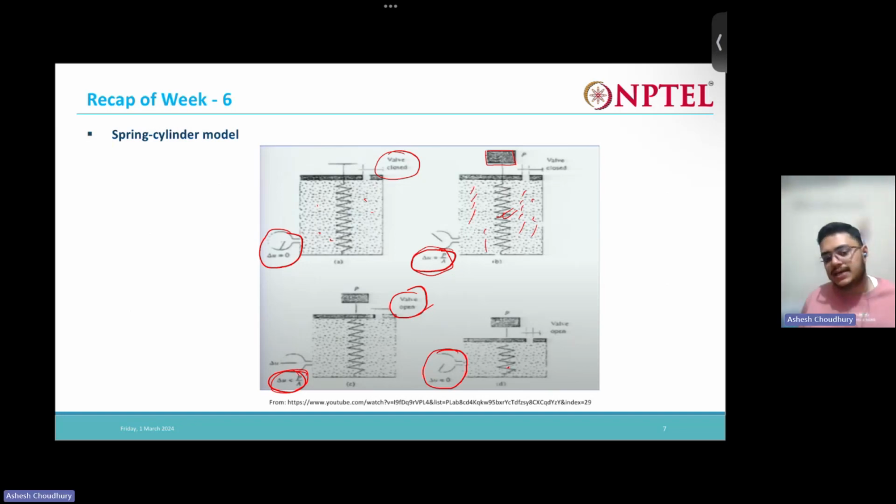Okay, and at a later time, when the complete water gets drained, a stage will come when whatever excess pore water pressure was developed, that is P by A, becomes equal to 0. At that time you can see the spring has compressed to maximum. Now all the load P that you have applied, that complete load, is transferred to the spring, that is the soil skeleton. Alright, so this is the mechanism of the spring cylinder model.